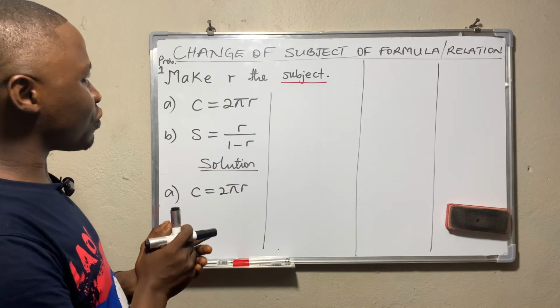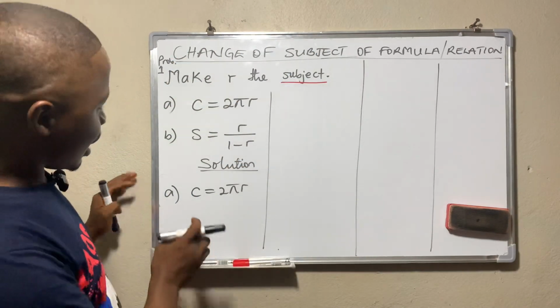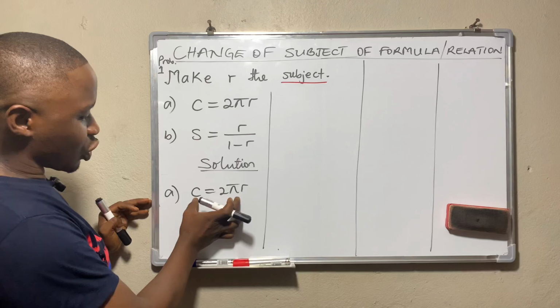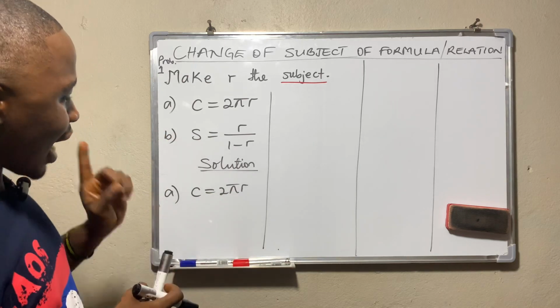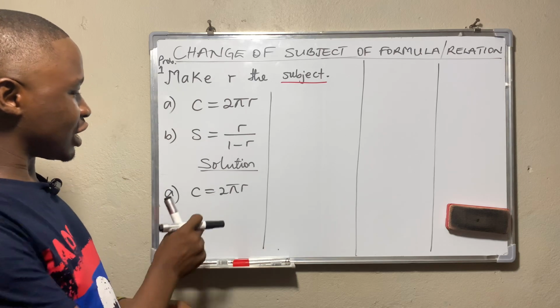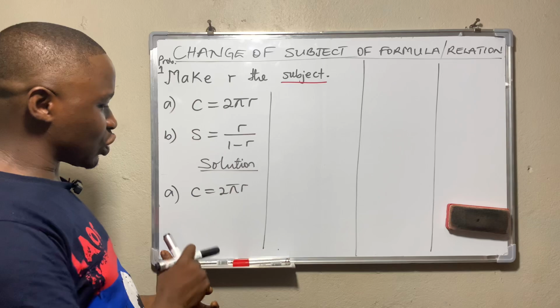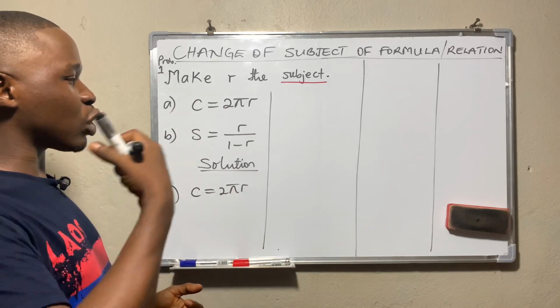can go to the meaning of the statement change of subject of formula. Okay. Now, C is the current subject. Suppose you are asked to make R the subject. This is telling you that you need to rearrange this formula. You need to rearrange this relation so that R becomes the new subject.